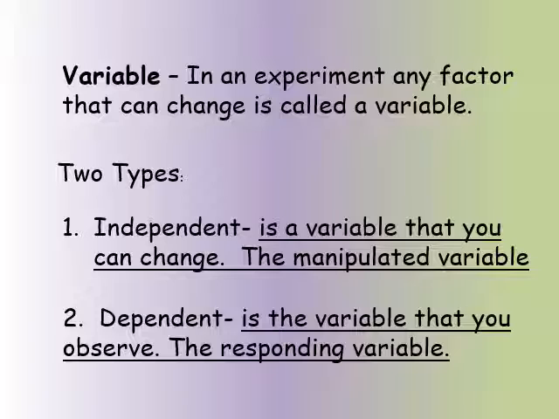The dependent variable is what you observe. It's the responding variable. So in this case, it would be the height of the plant. The fertilizer caused the plant to grow different heights, or so we hope.